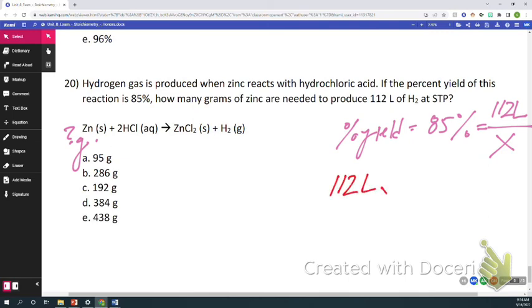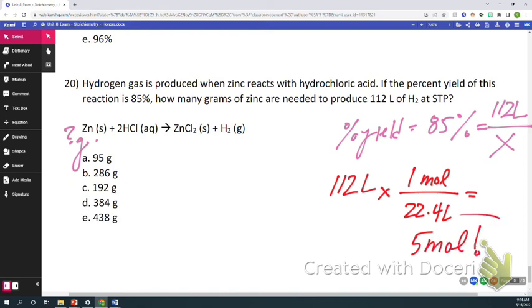So let's change this to moles first. 22.4 liters is 1 mole of any gas. So 112 divided by 22.4 is 5 moles I'm going to produce, right? I need to produce 5 moles, even though the reaction is only 85% yield. So how many moles in theory do I need to grab, right?